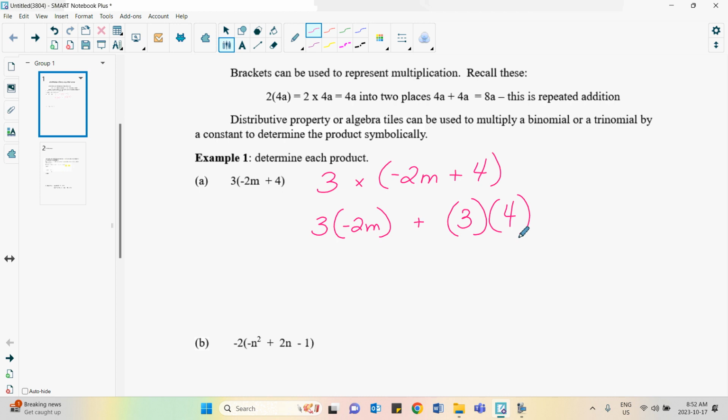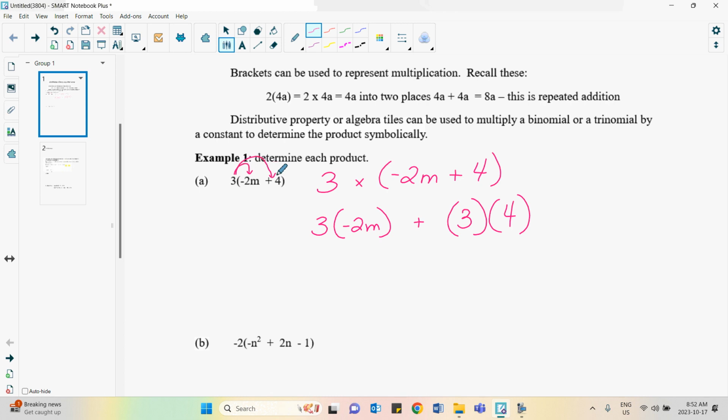I like to draw lines. I like to leapfrog. I like to take my 3 and say, don't forget, I've got to multiply it by this, and I've got to take that 3 and multiply it by the back one. So I kind of call that leapfrogging. That 3 has to be multiplied by both terms in the bracket. If there's no operation stated, we know that it's multiplied.